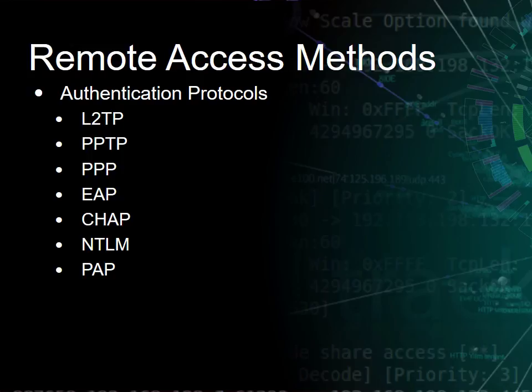L2TP, or Layer 2 Tunneling Protocol, as we called it, is an internet standard that comes from the Layer 2 Forwarding protocol. It's a Cisco initiative to address issues with PPTP. Whereas PPTP was designed around the PPP protocol and IP networks, L2TP was designed for frame relay and other kinds of networks as well.